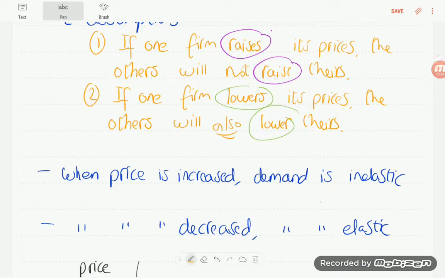The first assumption means that a firm which raises its prices will see quite a large drop in demand. This is because consumers are likely to switch to buying their goods from other firms. In other words, when prices increase, demand is elastic. So therefore it makes sense for the competing firms not to increase their price.